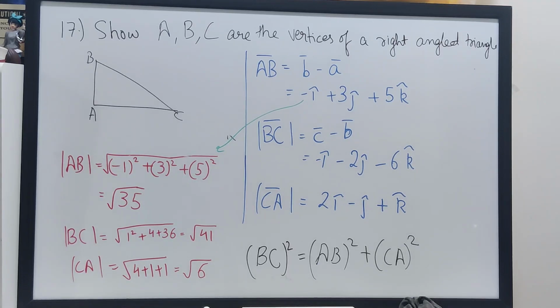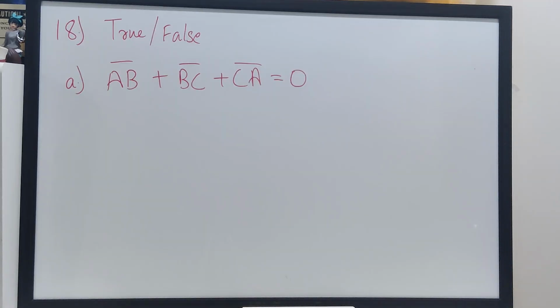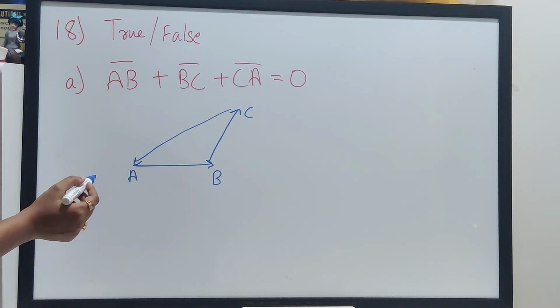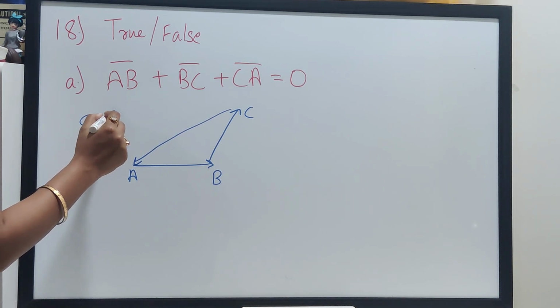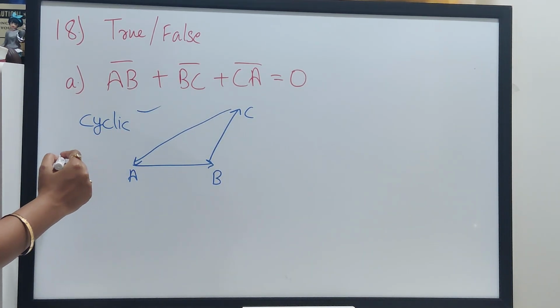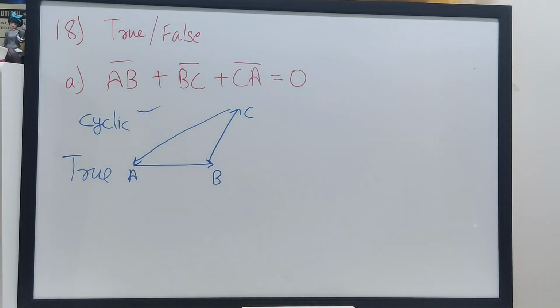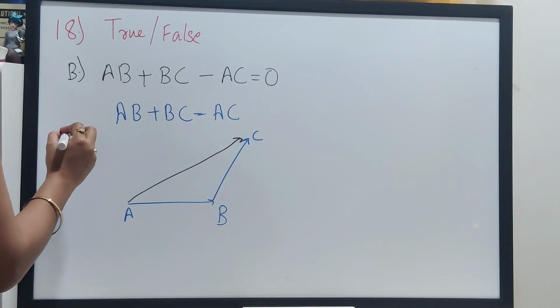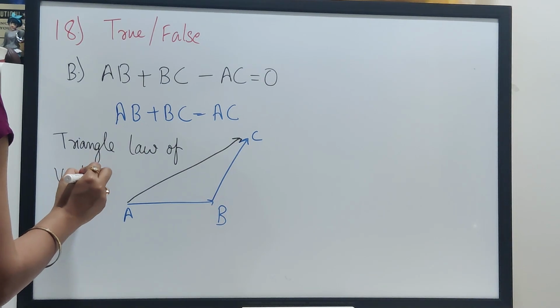Now next question. So you have to figure out whether the given statement is true or false. So AB plus BC plus CA equal to 0. So as you can see from the diagram, AB plus BC will be equal to AC. So AC, if we plot backward, will be minus CA. Now if CA is brought on the left hand side, this statement holds true. Next question, AB plus BC minus AC is equal to 0. Now AB plus BC is equal to AC, as we can see from the triangle law of vector addition.